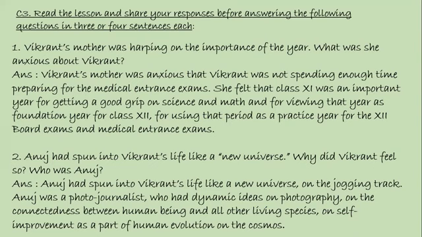Next question. Anuj had spun into Vikrant's life like a new universe. Why did Vikrant feel so? Who was Anuj? So answer. Anuj had spun into Vikrant's life like a new universe on the jogging track. Anuj was a photojournalist who had dynamic ideas on photography, on the connectedness between human beings and all other living species, on self-improvement as a part of human evolution on the cosmos.